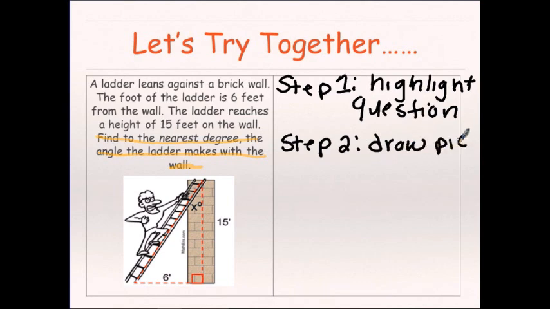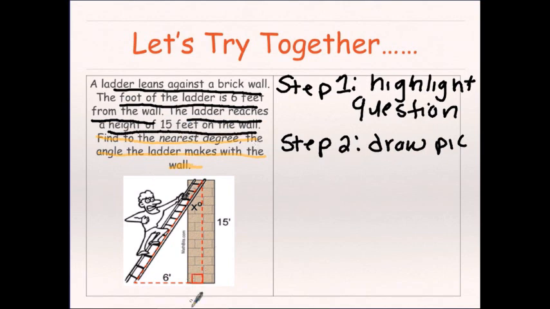Well, we're lucky, we got the picture already. But we can go back and underline what's important. The ladder is leaning against a brick wall, the foot of the ladder is 6 feet from the wall. So that's the bottom of the ladder, and then the ladder reaches the height of 15 feet on the wall. So here's our picture right here.